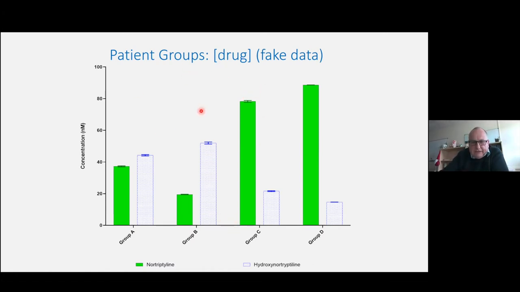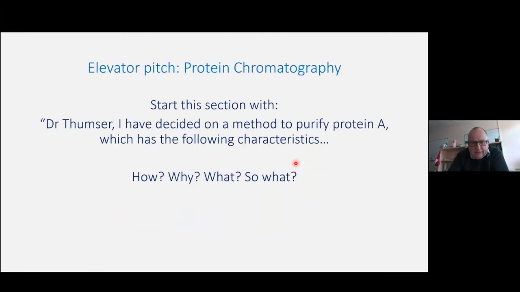I show them this slide in my pre-practical, and I quite clearly tell them this is fake data, because previously I've had students copy my data into their reports. So I give them the wrong data, so they can't do it. And they then, in their reports, link the ratios of the two metabolites and link that information to the genotypes and phenotypes. So that's that practical.